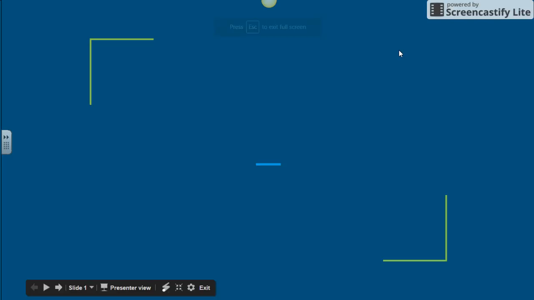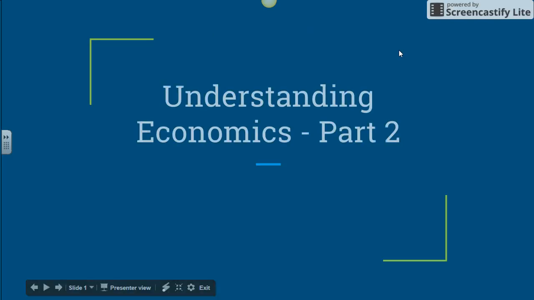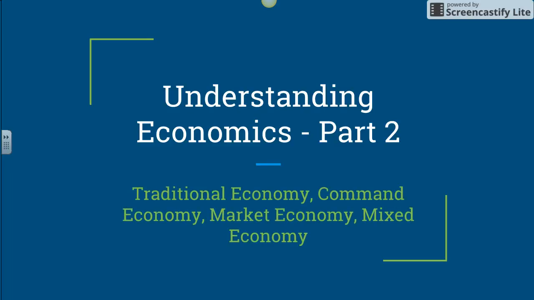Today, sixth graders, we're going to be looking at Understanding Economics, Part 2. We're looking at 4 different types of economies: traditional economy, command economy, market economy, and mixed economy.